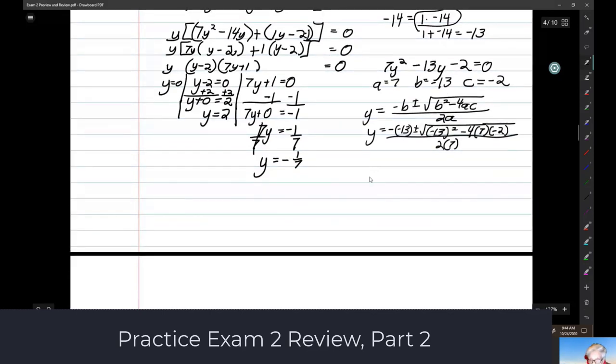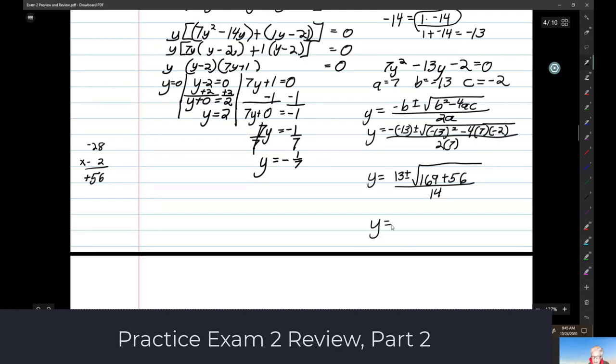And that will be y equals positive 13 plus or minus the square root of 169 minus 4 times 7 is 28. Negative 28 times negative 2. Aha, that'll be positive 56, I think. But let me come over here and make sure. If I have negative 28 and I multiply by negative 2, I get 56, and negative times negative is positive. So yes, it's plus 56. There you go. Over 14.